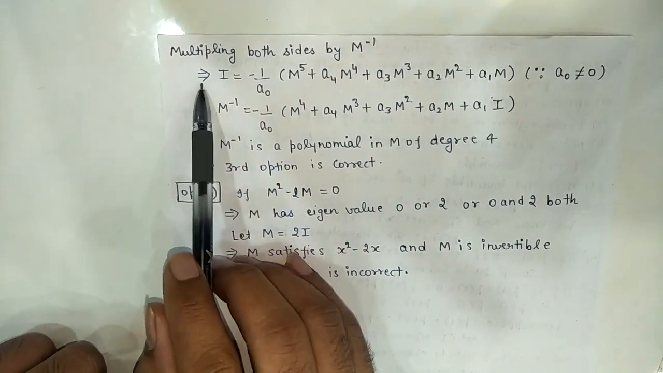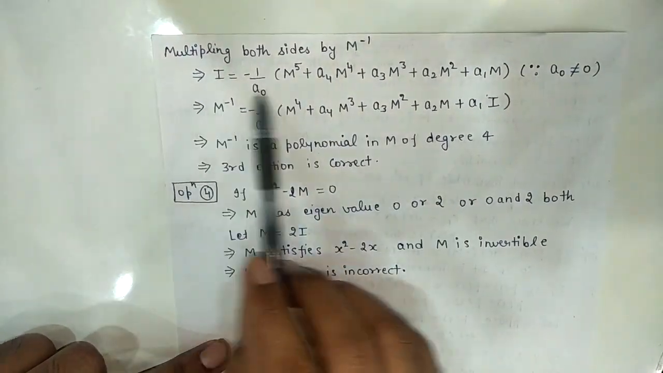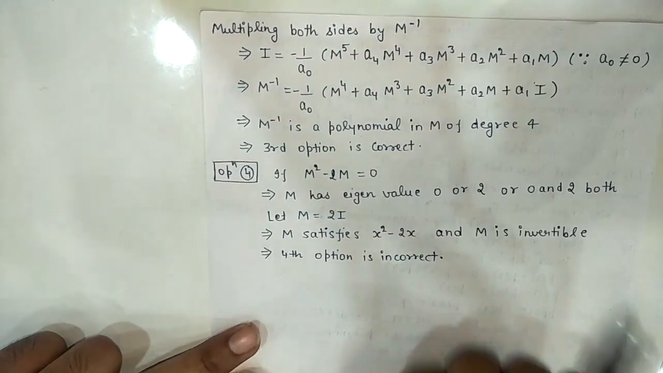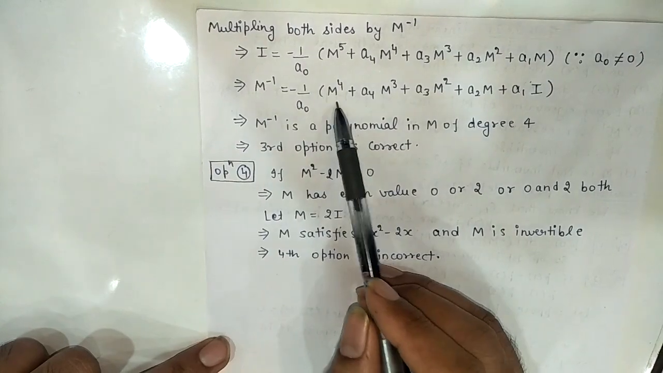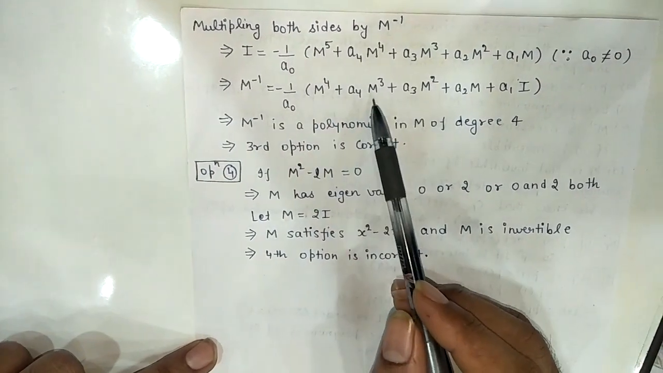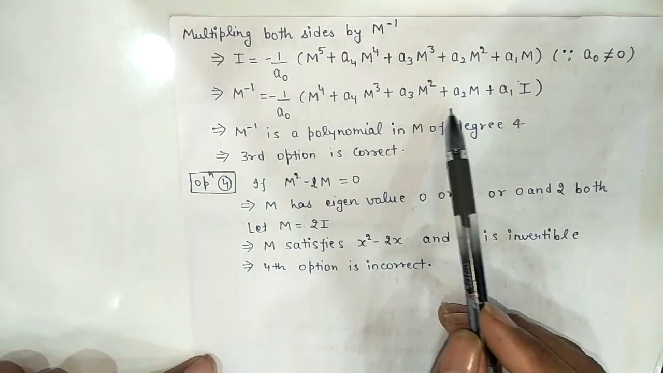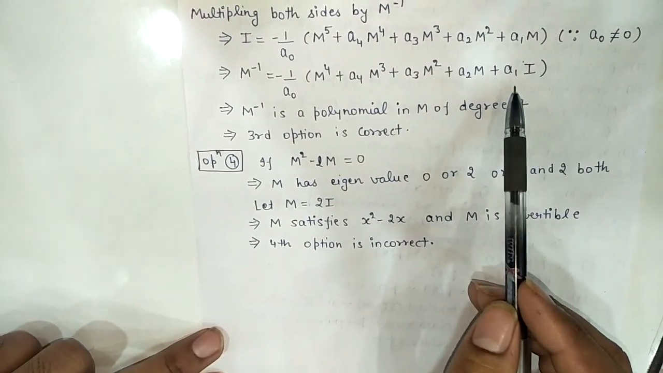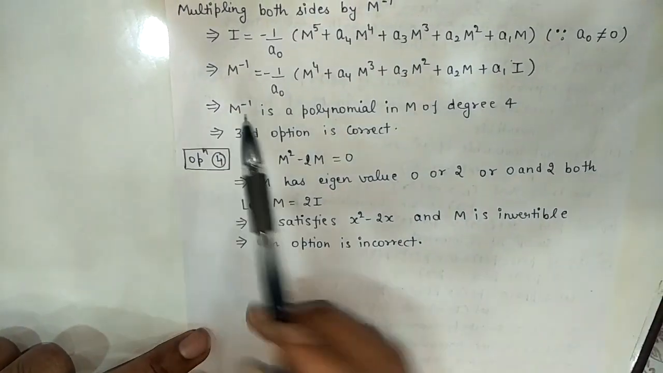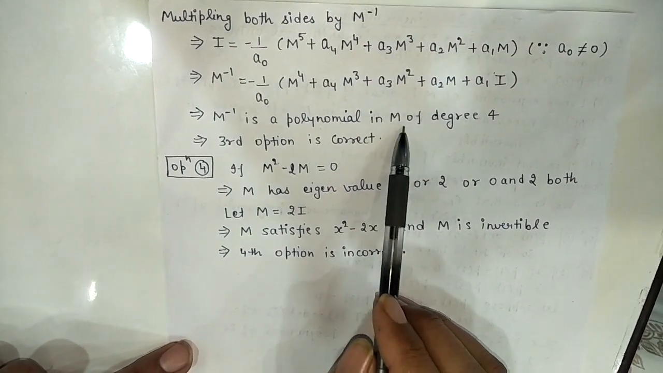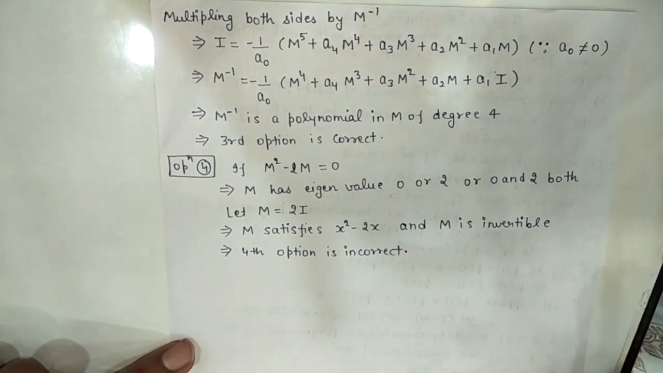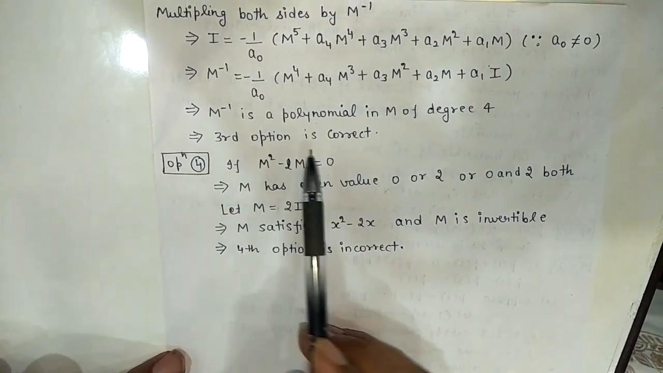Now multiplying both sides by M inverse in this equation, what do we get? We get that M inverse is equal to minus 1 by a naught times (M to the power 4 plus a4 M cube plus a3 M square plus a2 M plus a1 I). So this implies that M inverse is a polynomial in M of degree 4, and this third option is correct.